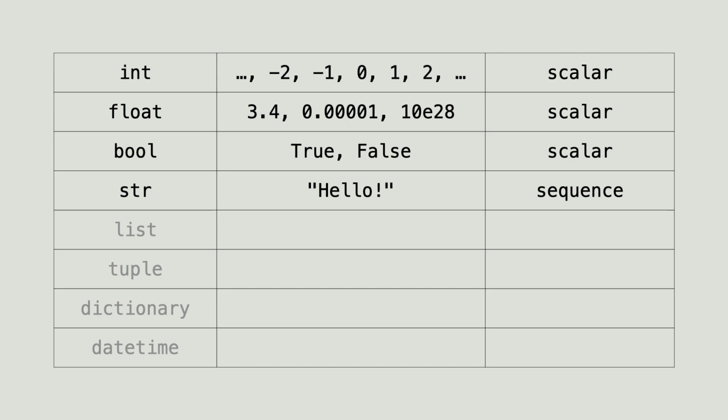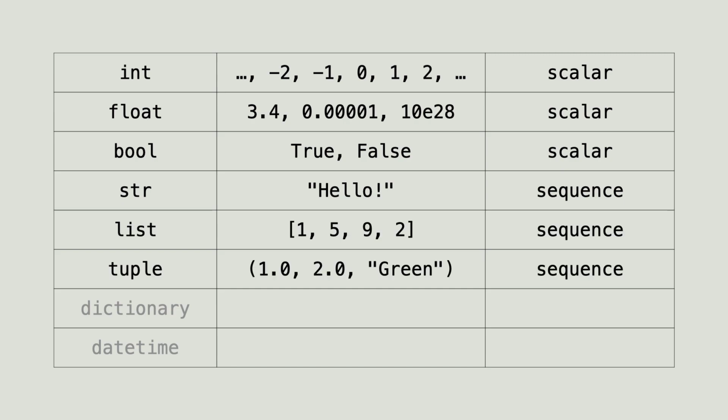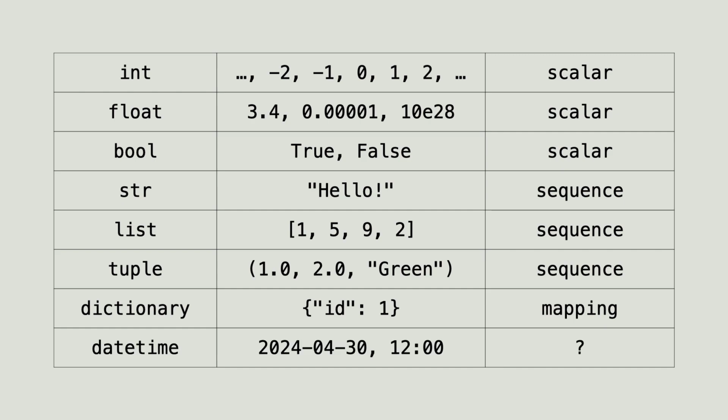And there are two other well-known sequence types, namely list and tuple, with their most important difference that a list is mutable and a tuple is not. And there is the dictionary, which allows for fast, unambiguous lookup. The dictionary type is a mapping type because it maps keys to values. The last data type in the list stores dates and times.